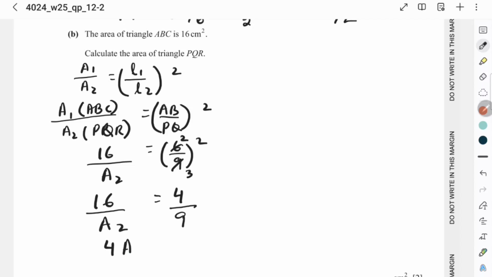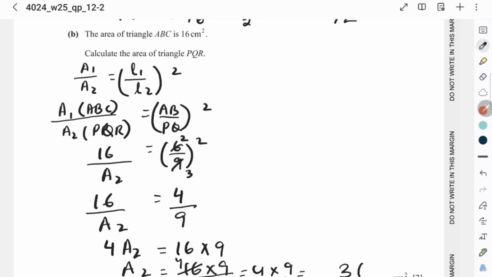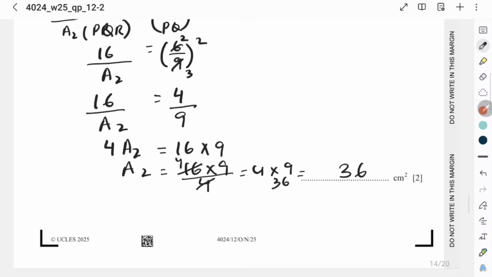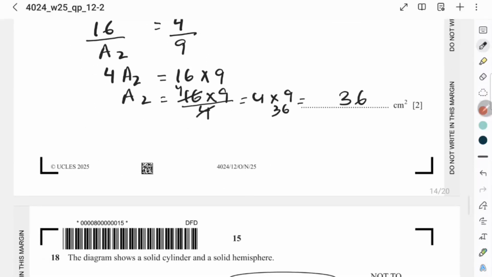4A2, which is the area of the triangle PQR, is equal to 16 into 9, and A2 is equal to 16 into 9 over 4. And then 4 fours is 16, and then you have 4 into 9, which is equal to 36. So 36 square centimeters is the area of the triangle PQR.